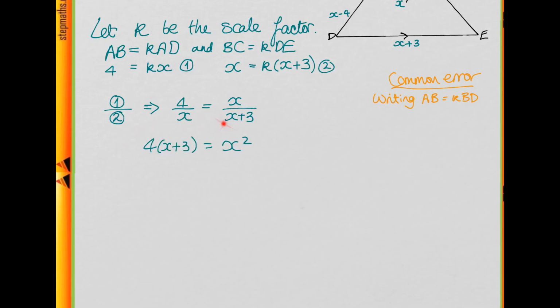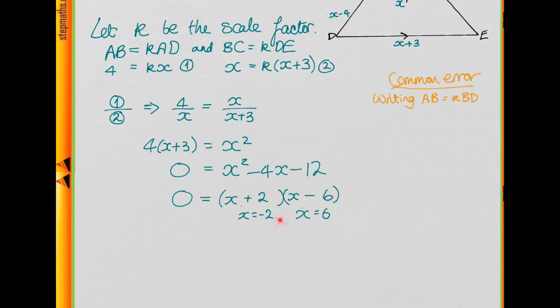Okay, so you should get that 4 lots of x plus 3 is equal to x squared, and we can write this as a quadratic like this, which we can put into two brackets, x plus 2 and x minus 6, and so we get two solutions, x is either minus 2 or x is 6. However, it's important that we can discard one of these solutions. We can discard x is minus 2.